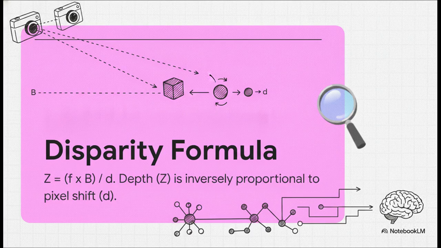Hold your finger close to your face and blink alternate eyes. See how much your finger jumps back and forth? That massive pixel shift is a large disparity. Now look at the wall across the room and do the exact same thing. It barely moves at all. That is the formula in action. In plain English, depth is inversely proportional to pixel shift. Objects closer to the lens simply have a much larger disparity between the 2 camera views.